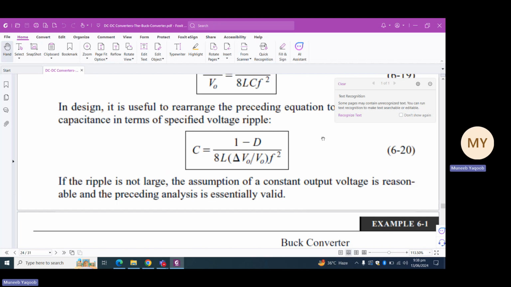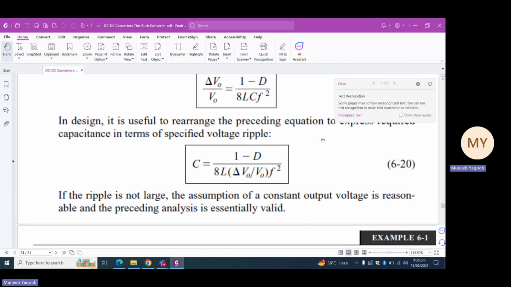So in the next class, we will discuss with you some numericals, and we will basically discuss with you the design of the buck converter.